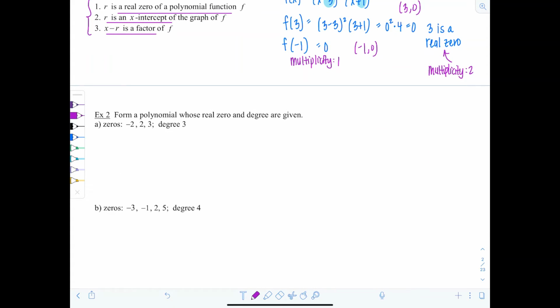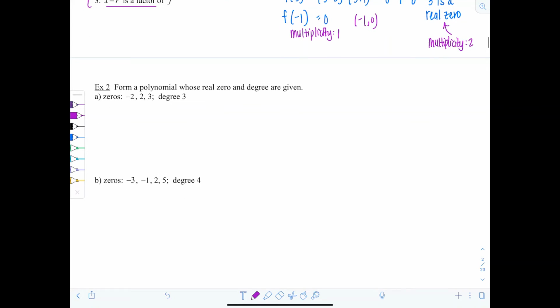So here's an example. Form a polynomial whose real 0 and degree are given. So here they've given us 3 real zeros, -2, 2, and 3, and the degree is 3. So we have to come up with what the polynomial was. So let's think about this. If one of the zeros is -2, then what had to have been a factor of the polynomial? It would have been x plus 2, right?